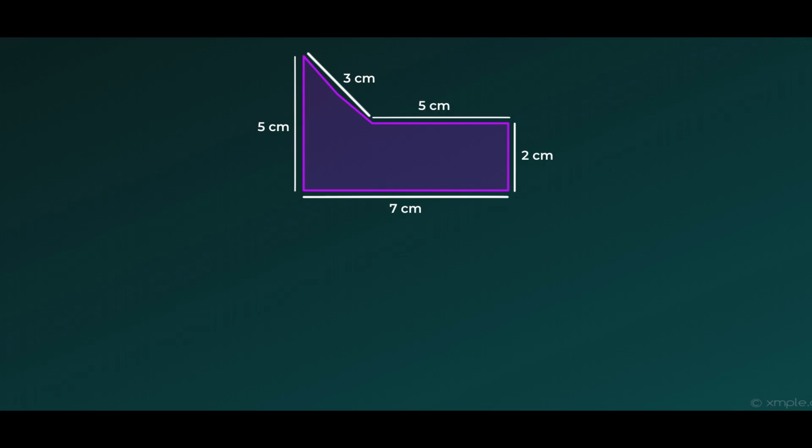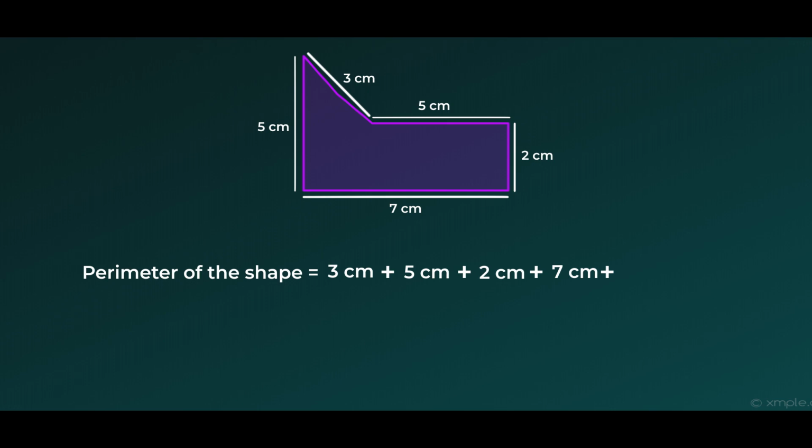All right, let us look at another example. This time, it is an irregular shape, right? We have the lengths of all the sides given. We just need to find the perimeter of this shape. So what do we do? We add up all the side lengths. So let's start adding. 3 centimeters plus 5 centimeters plus 2 centimeters plus 7 centimeters plus 5 centimeters. That gives us a total of 22 centimeters, and that is the perimeter of this shape.